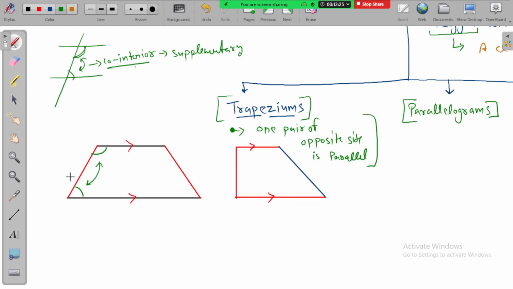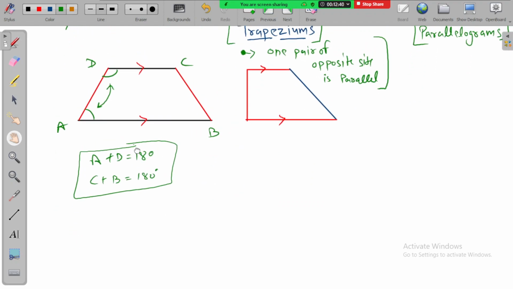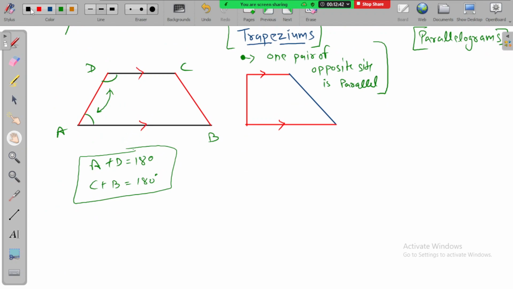So we can say if this one is A, this is B, this is C, this is D. So A plus D will give you 180 and C plus B will also give you 180. This is one of the properties that we have for a trapezium. Then there is one more special type of trapezium. We call it an isosceles trapezium.